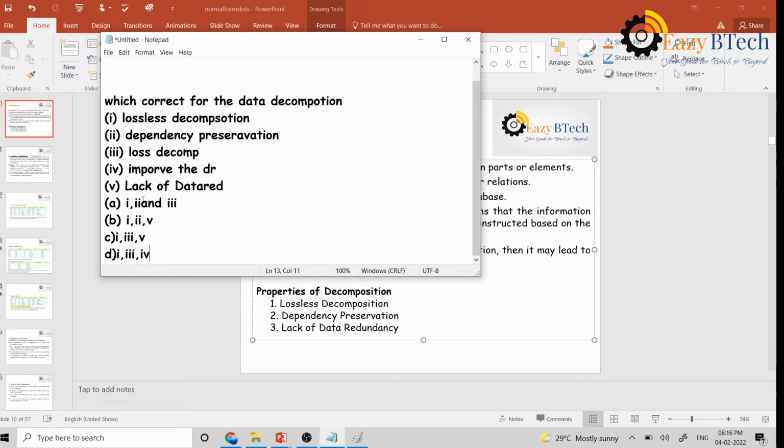Yes, B is the answer. B is the correct answer. Why? Because lossless decomposition, dependency preservation, lack of redundancy. Okay, this is one expected MCQ.